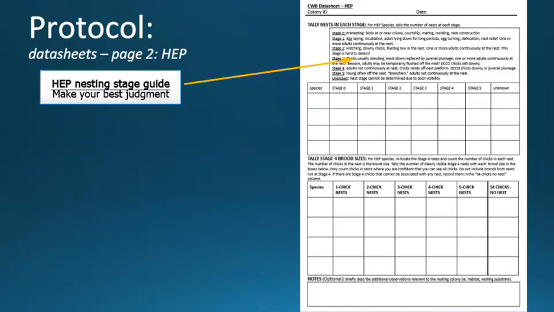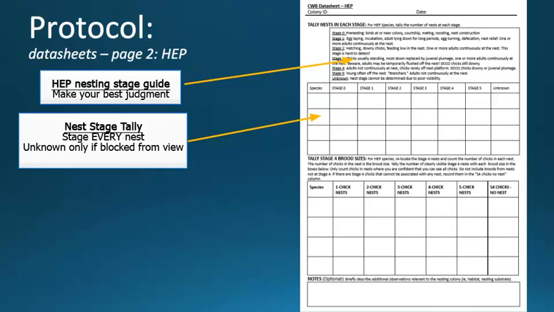This is the second data sheet for anyone who is monitoring a colony with herons, egrets, or cormorants. Every nest in the colony will be assigned a stage based on how far along breeding has progressed. There will be more information on nest staging in the next video. Pick a single stage for each nest and tally it on this page. Use your best judgment and the descriptions here to stage every nest that you can see. Only use the unknown category for nests that are obscured, for example, blocked by foliage.